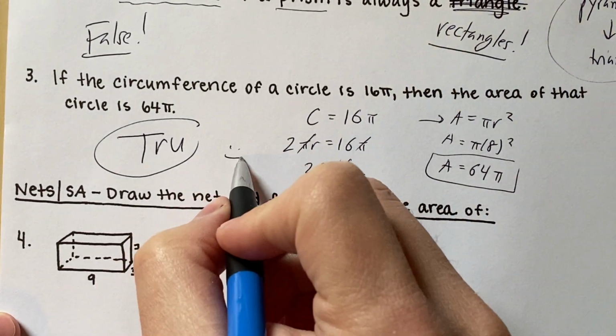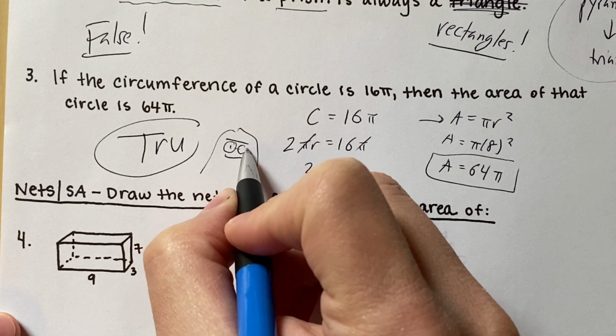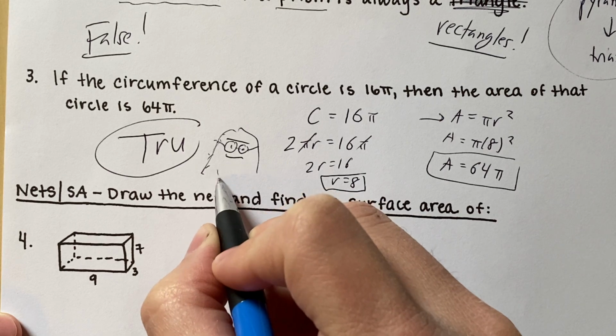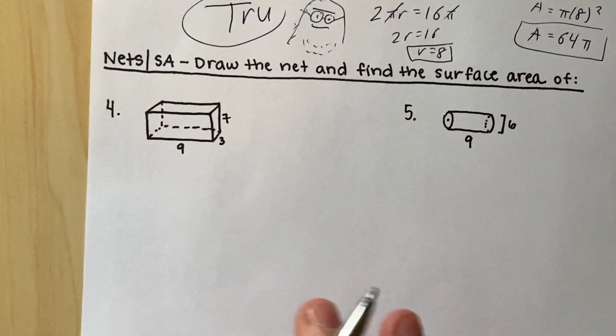Like my boy 2 Chainz. Yay, yay. 2 Chainz. He's got the circle glasses, right? 2 Chainz, but I got me a few on. Yeah, 2 Chainz. Okay. All right.